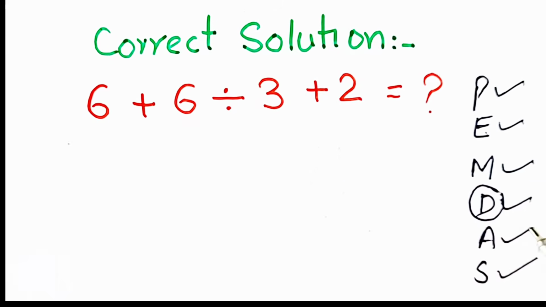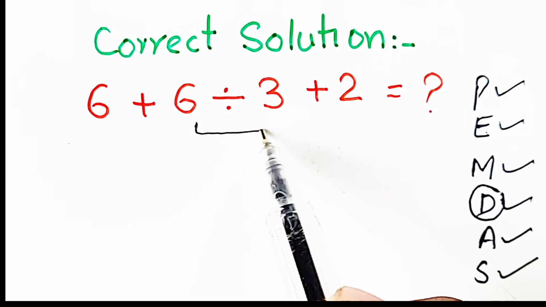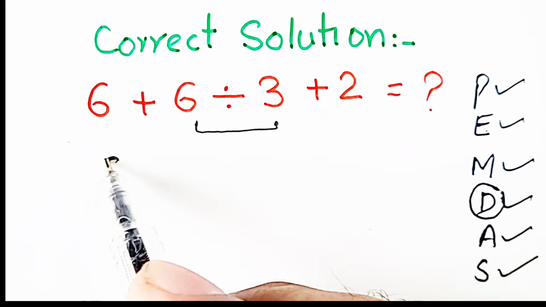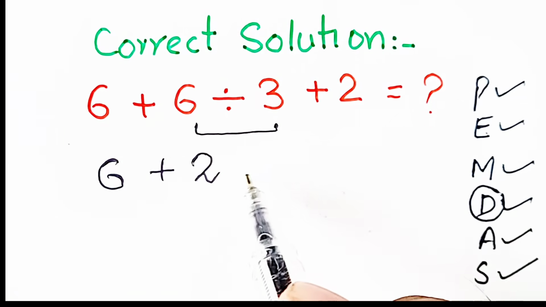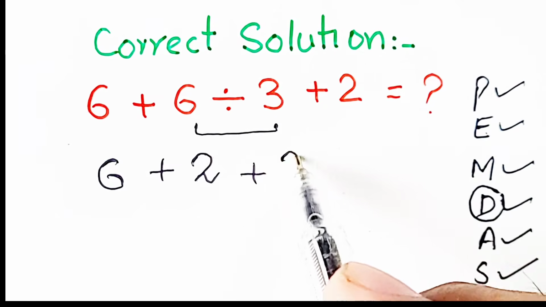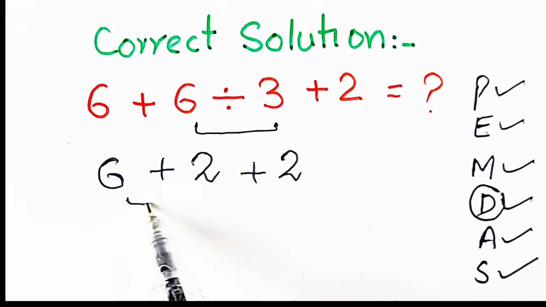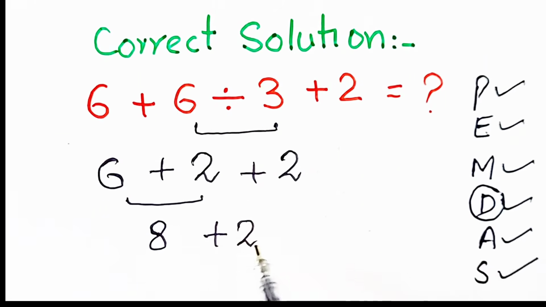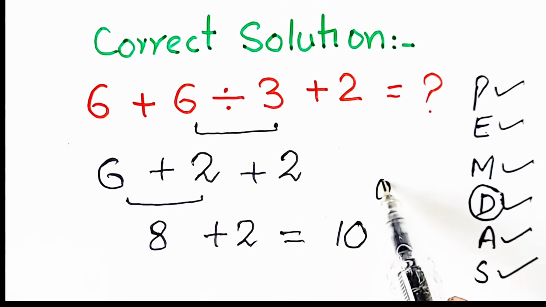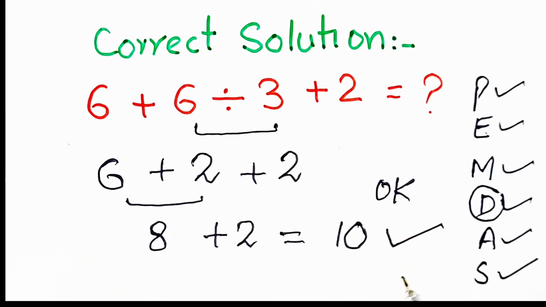So first of all, we have to divide, because in this question we have division. So 6 will be as it is. 6 divided by 3 is equal to 2, and plus 2 will be as it is. Now 6 plus 2 gives us 8, plus 2 as it is, which will give us 10, which is okay, and that will be our answer.